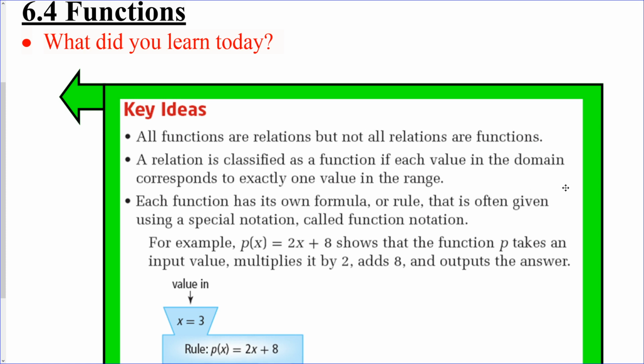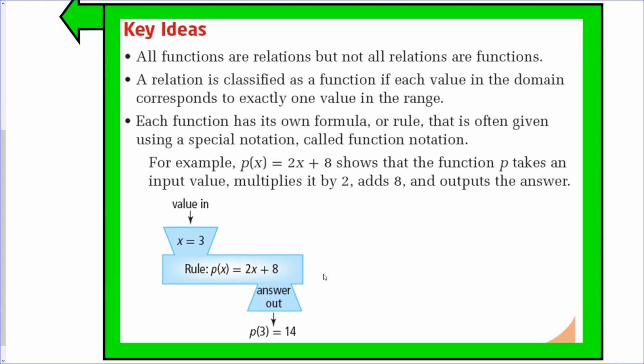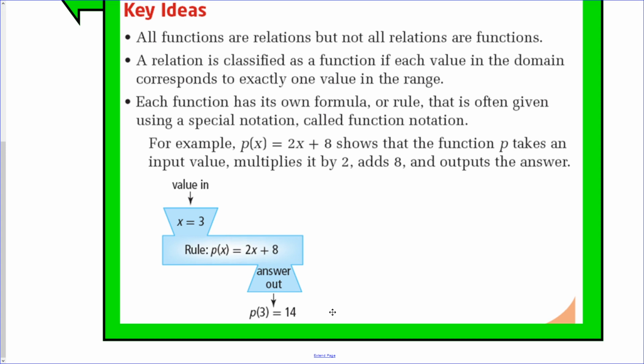Each function has its own formula or rule that is often given using a special notation called function notation. For example, p of x is equal to 2x plus 8 shows that the function p takes an input value, x, multiplies it by 2, adds 8, and outputs the answer, which in this case is 14.